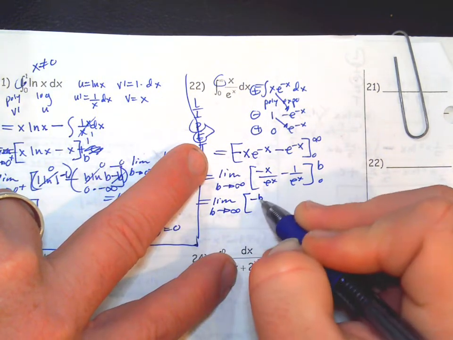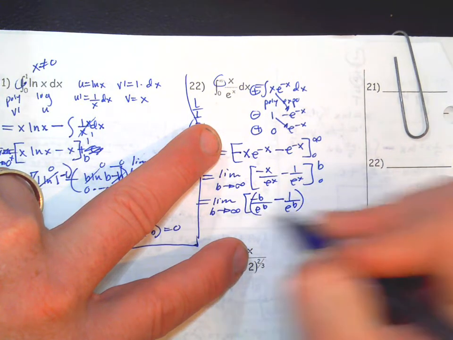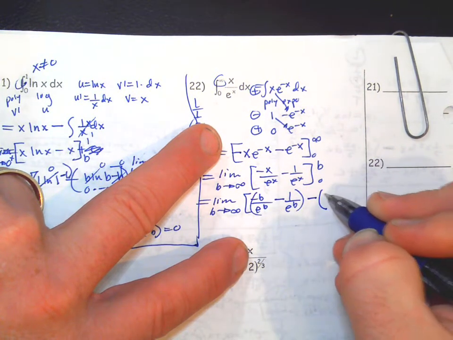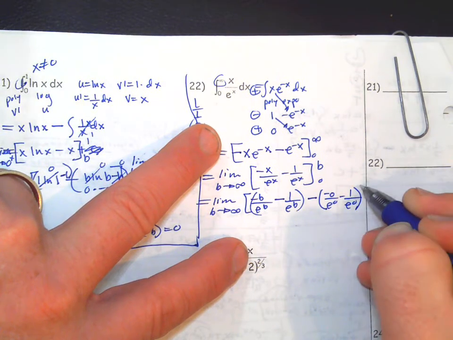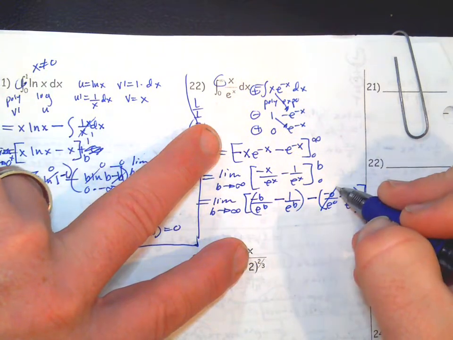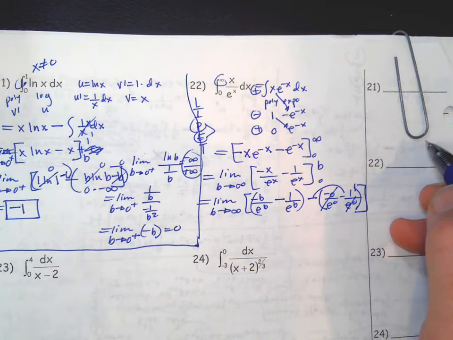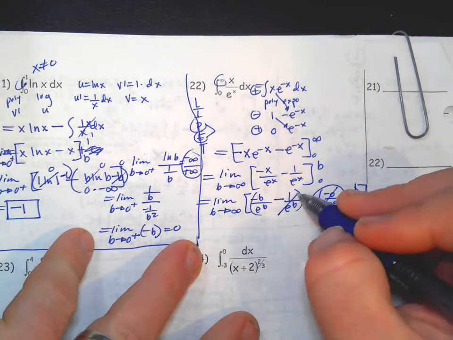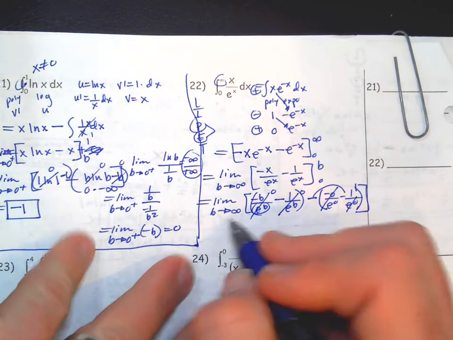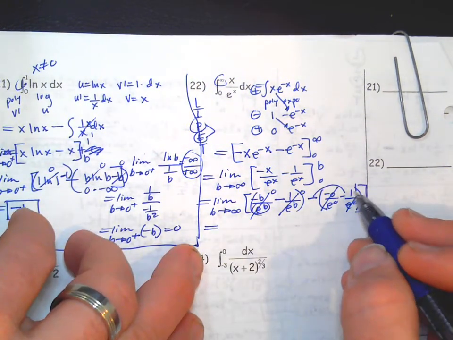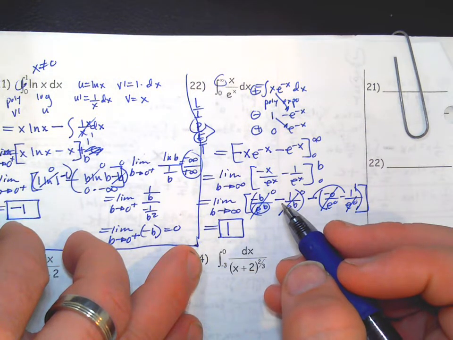This is going to be negative b over e to the b minus 1 over e to the b, minus plug in 0, and it's going to be negative 0 over e to the 0 minus 1 over e to the 0. That's going to be 0, and this is going to be positive 1. As b goes to infinity, this is going to go to 0 for sure. This isn't infinity over infinity, but this is a dominant term, so that's going to go to 0. So what's going to be left is a positive 1. That's it, positive 1.